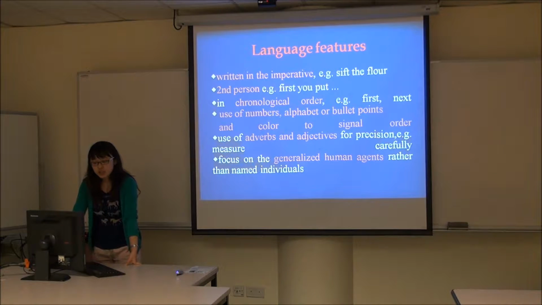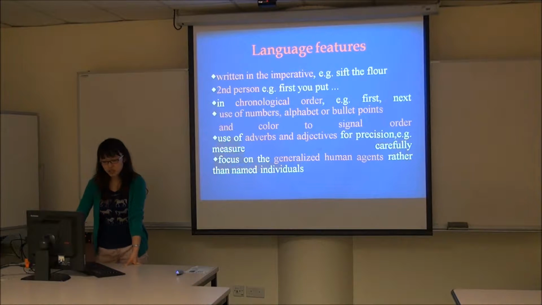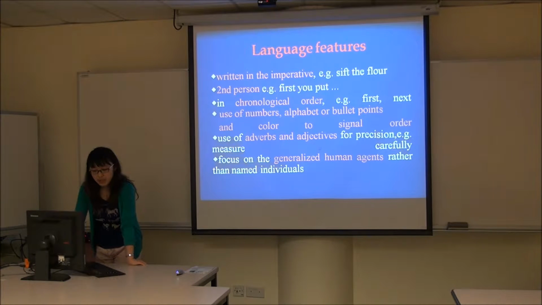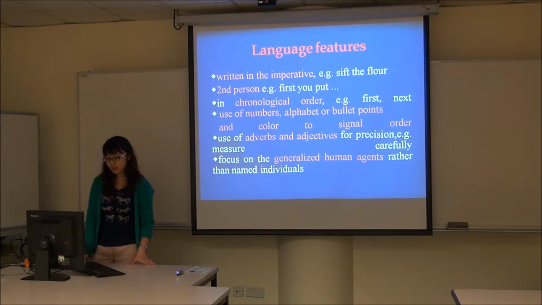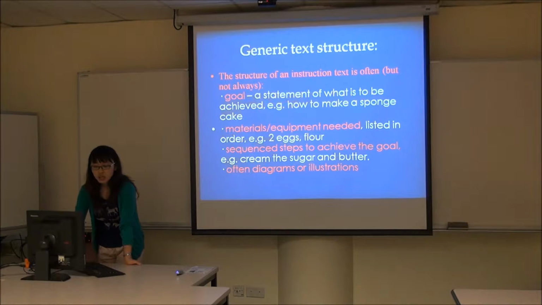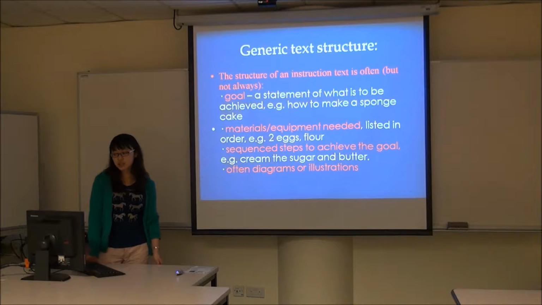Fourthly, the use of numbers, alphabet, or bullet points and color to signal order will be seen in these texts. Fifthly, they will use adverbs and adjectives for precision. You need to measure carefully. Here, "carefully" is used. And finally, the instructional texts will focus on generalized human agents rather than named individuals. And next, here is some generic text structure.